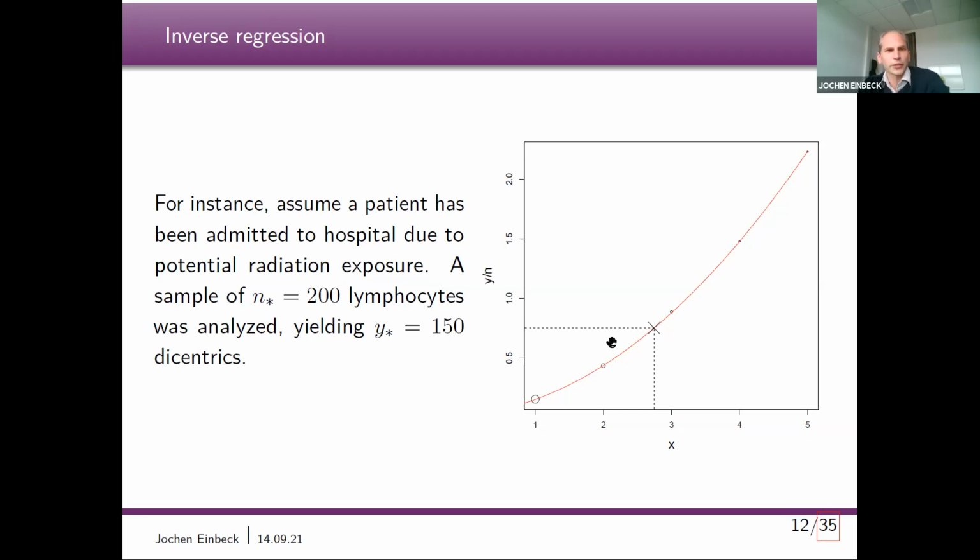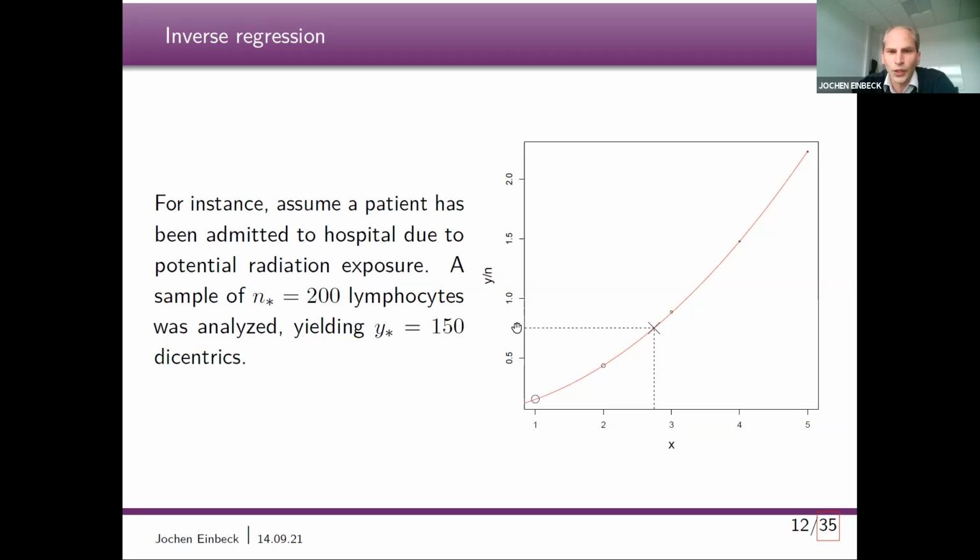Let's do an example. So let's assume we have this red calibration curve, this laboratory curve that we just derived. And now a patient has been admitted to hospital due to some potential radiation exposure. And let's assume that a sample of 200 lymphocytes was analyzed, and that has led to a total of 150 dicentrics. Now, all what we need to do is to compute this ratio here. Yeah, 150 divided by 200. So it's not really relevant within those 200 cells how exactly that distribution was. We just look at the total count. Yeah, that was this sufficiency principle.